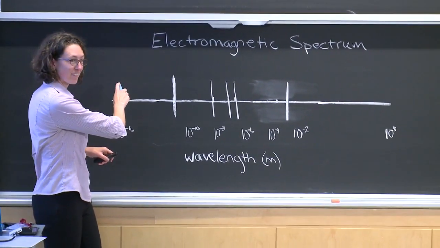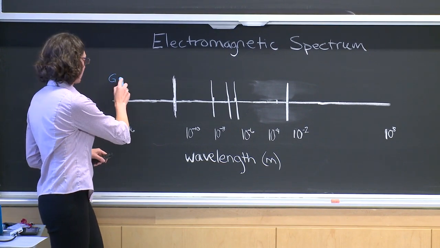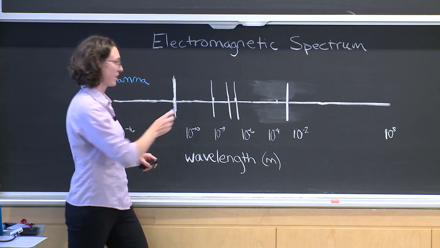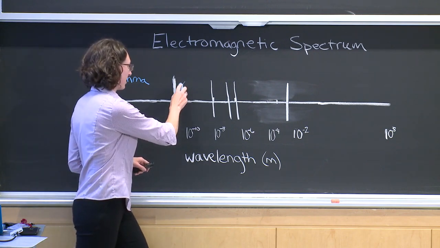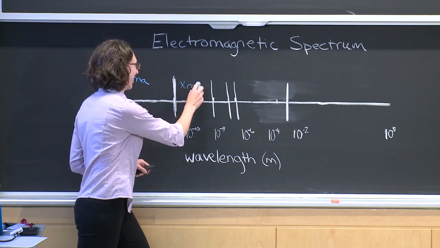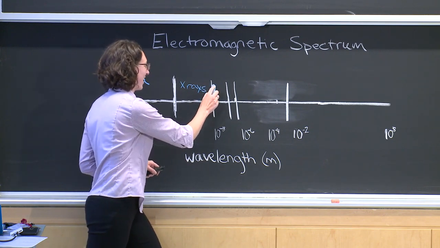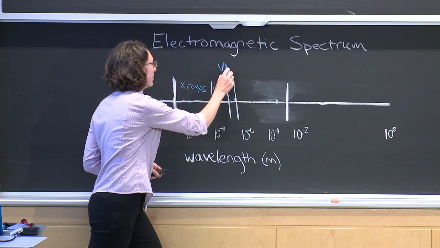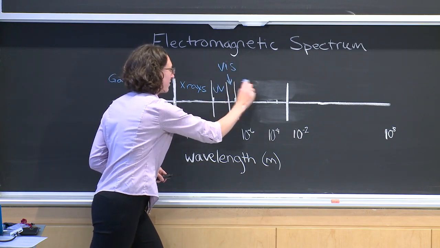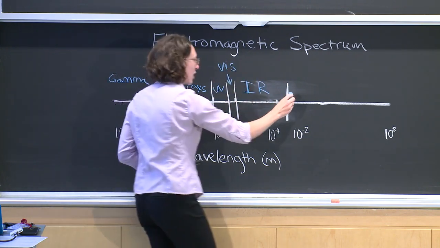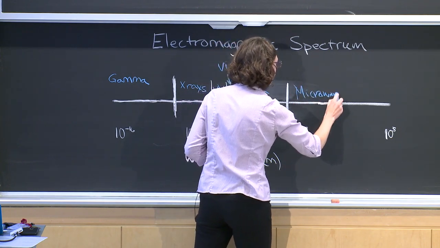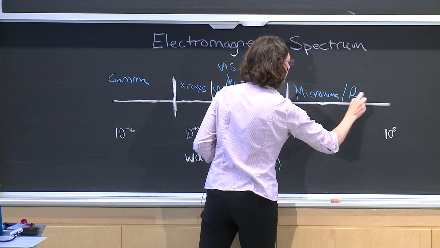Anyone? Gamma rays. Then? X-rays. Then? UV, the little tiny one. Visible. Infrared. And then, yeah, microwave. And radio.